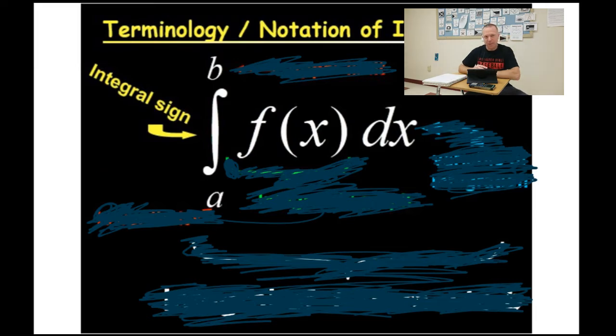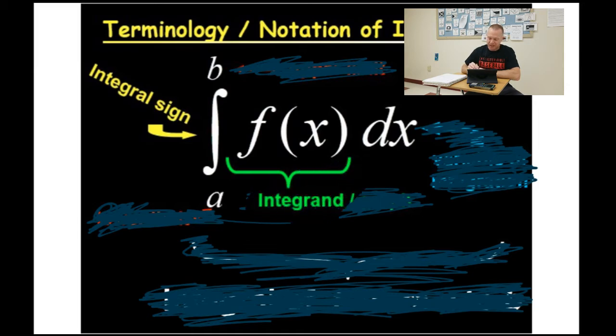Let's see what else we win if we scratch off this green guy. This f of x actually gets a new name. It's called the integrand. But the good news is it's still the function. It's going to be the graph that we find the area under, or as you now know, the area between the graph and the x-axis.